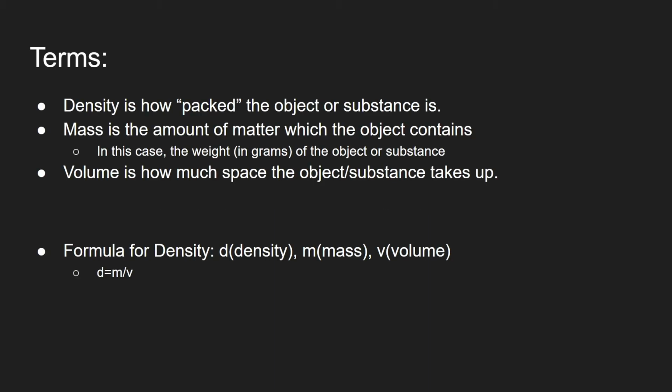Now for measurement and density, some terms: density is how packed the object or substance is, mass is the amount of matter which the object contains, and volume is how much space the object takes up. And the formula is D equals M over V, where M is mass, V is volume, and D is density.